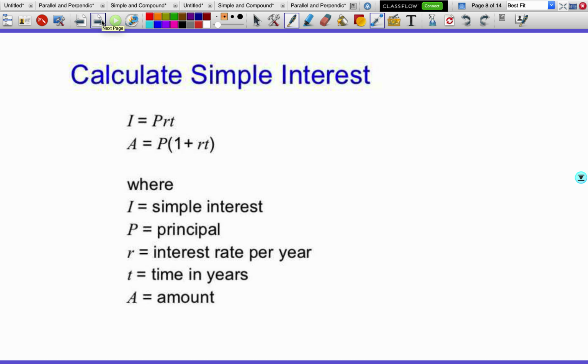Okay, here is the formula for simple interest. If you just want to calculate the interest but not the final amount, you could just do PRT. But better is to get the total amount, and that's when you have to add in that 1, so that you're not just getting the interest, you're getting the full amount back plus the interest. So pause this if you want to copy this down.